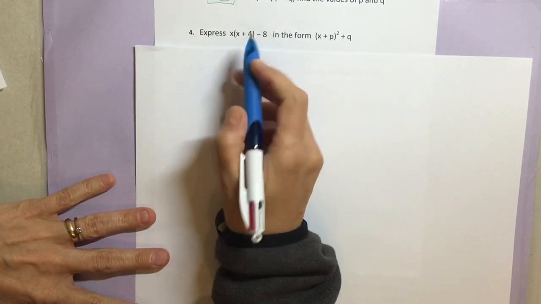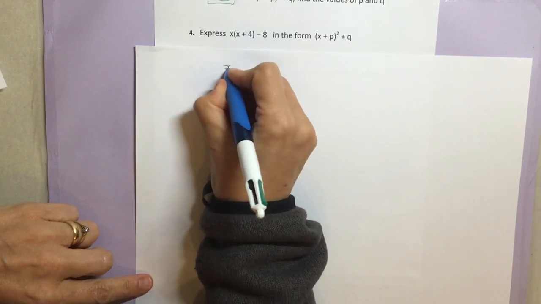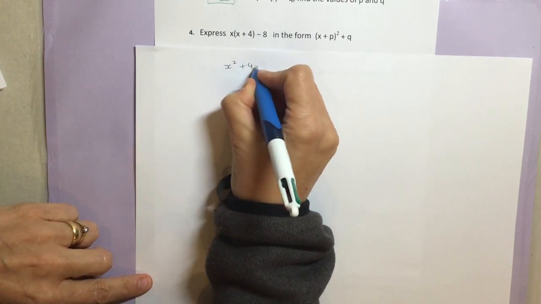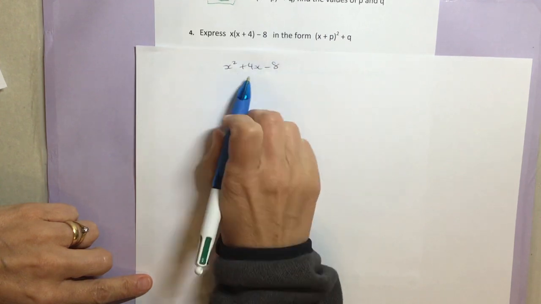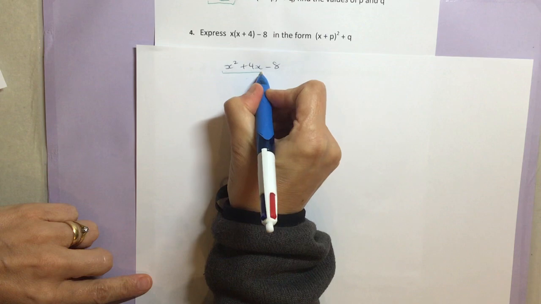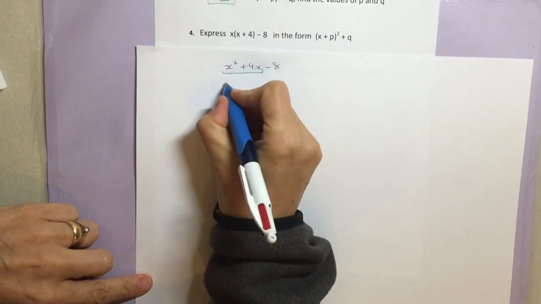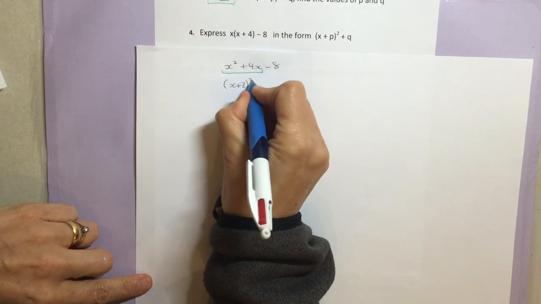So expand this bracket to get it in the form of a standard quadratic. That means x squared plus 4x and then minus 8 at the end. And now I can do my completing the square on this. So let's have a look at what we're going to do. Halve the coefficient of x, so that's 2. So x plus 2 squared.